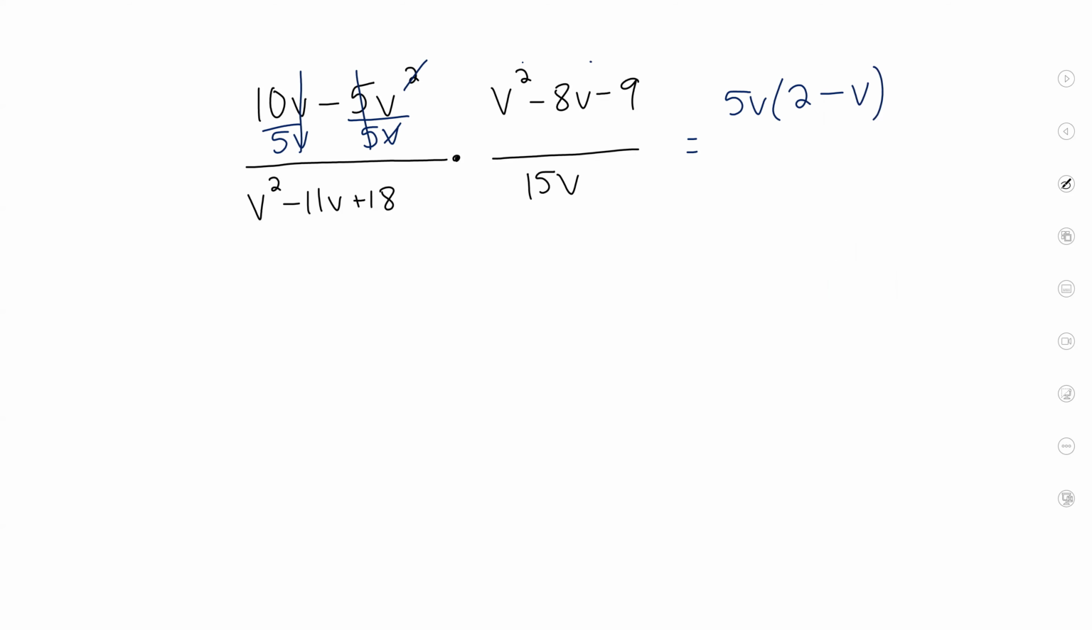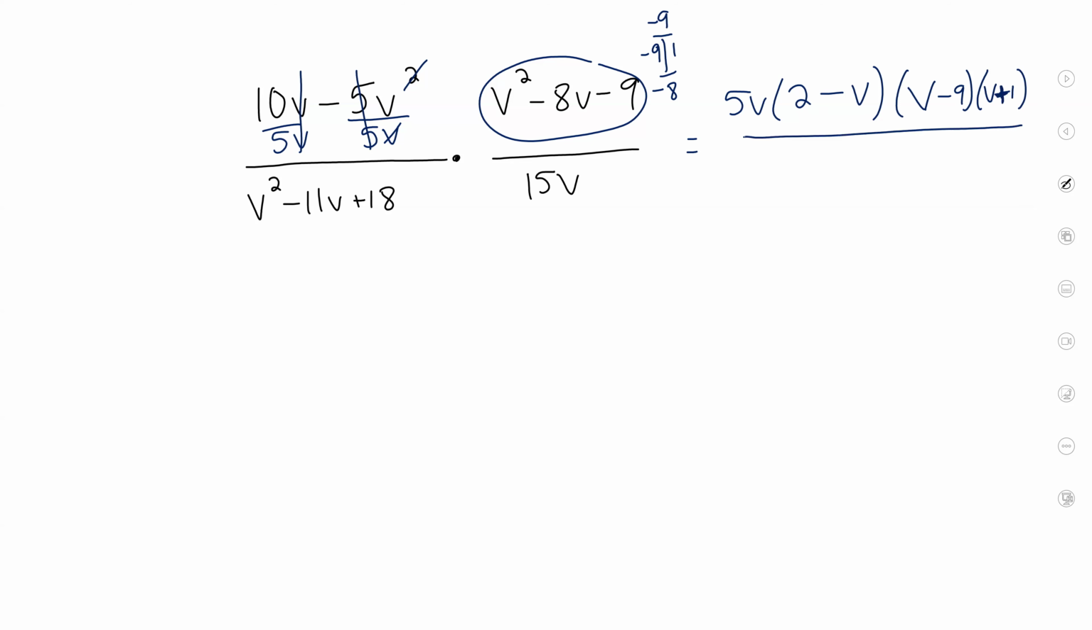Okay, let's factor this one. I'll give you a visual. We want two numbers that multiply to -9 and add to -8. Exactly. So I have b minus 9 and b plus 1. All right, that was the numerator. The denominator, we're going to factor this: two numbers that multiply to 18 but add to negative 11? Yes, -9 and -2. Thank you, Aiden. b minus 9, b minus 2.